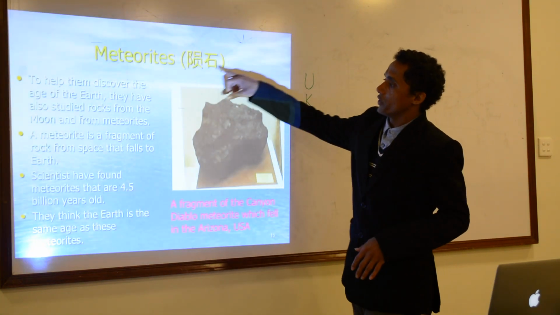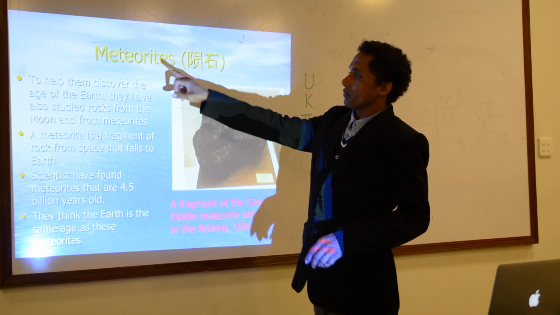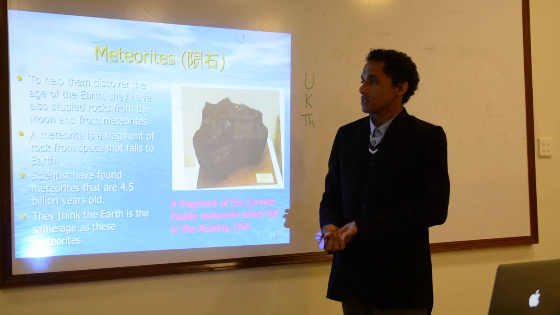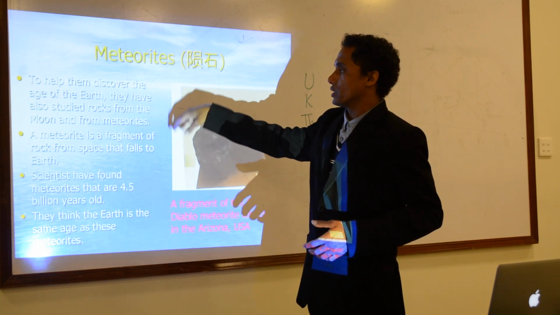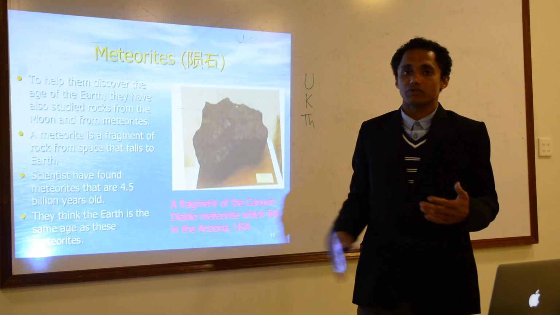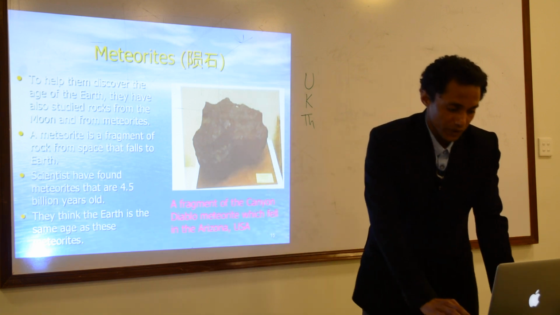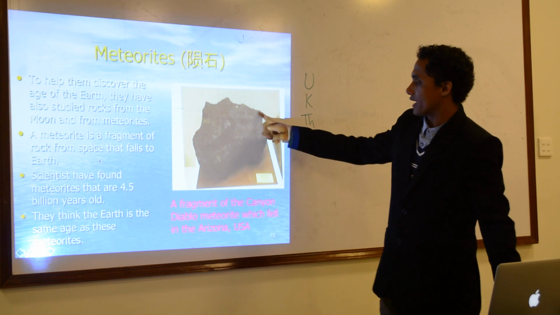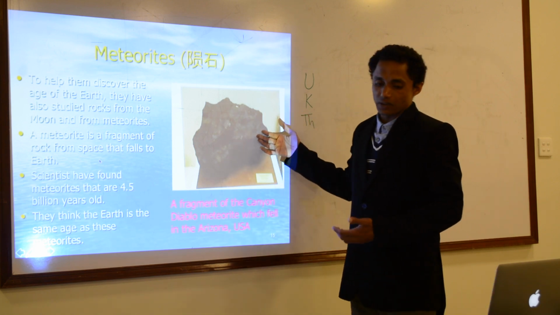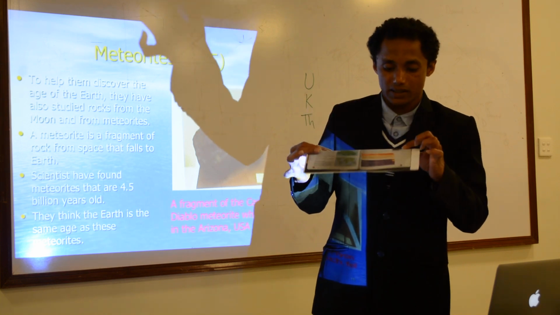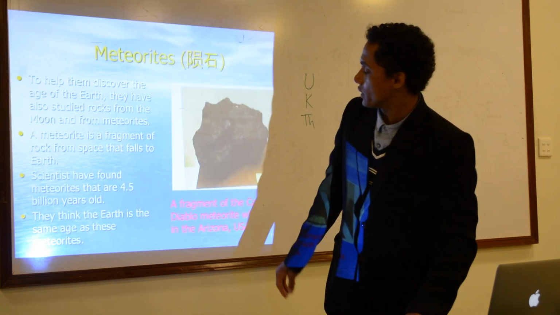So we have a word, meteors, to help the scientists discover the age of the earth. They study different rocks from the moon and from the meteors. A meteor is a fragment of rock from space that falls to the earth. Actually, these graphics are all from the book. You can also take a look in the book, The Age of the Earth, right? The graphics are also given there.